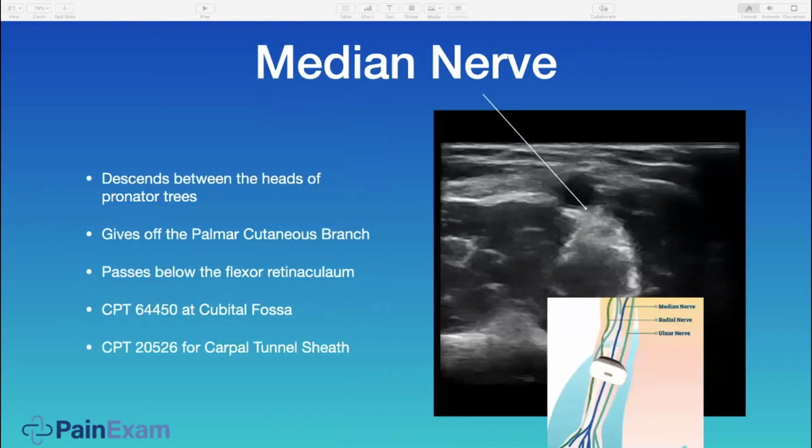It descends between the heads of the pronator teres. You've probably heard of pronator teres in impingement syndrome. It gives off the palmar cutaneous branch, and it passes below the flexor retinaculum.